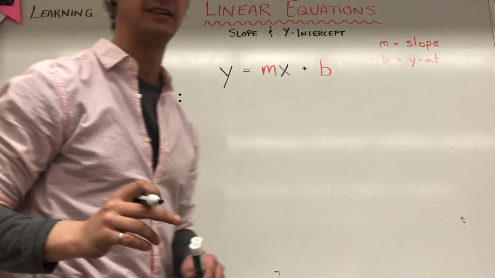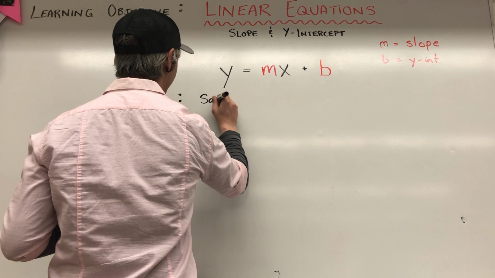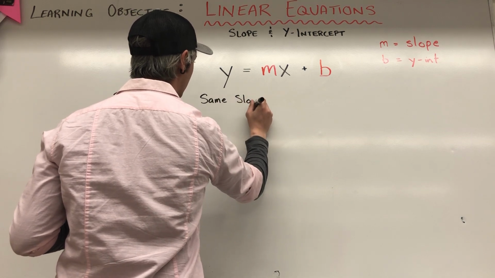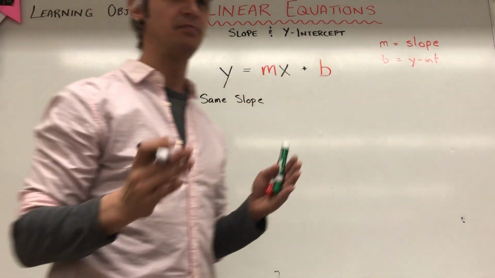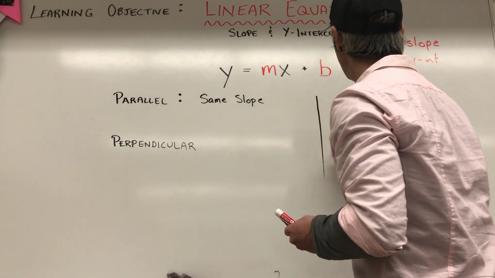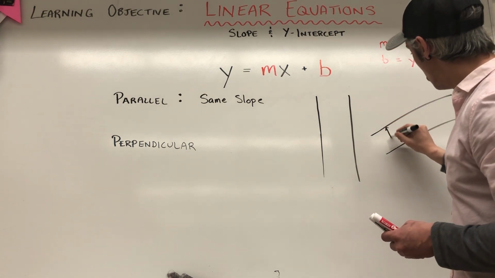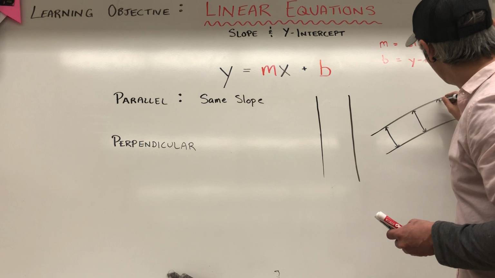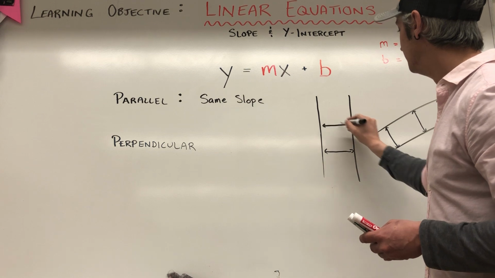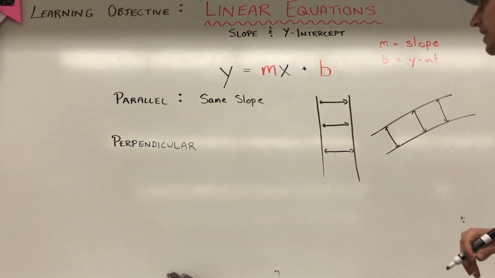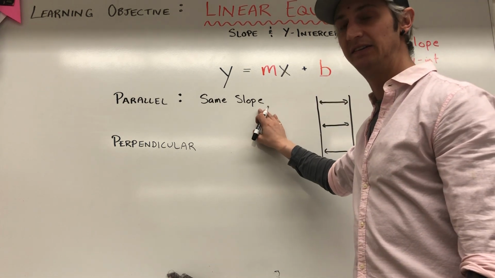Parallel. Think train tracks. Parallel means same slope. And they remain always the same distance from each other. Just think train tracks. Parallel lines can happen in any direction, and all they mean is they're always the same distance away from each other, which also means that they always have the same slope. Okay? They might have different y-intercepts, but parallel lines will always have the exact same slope.